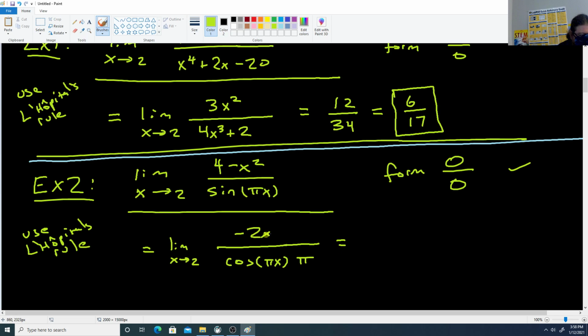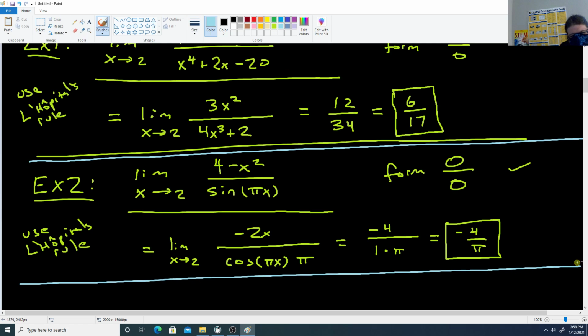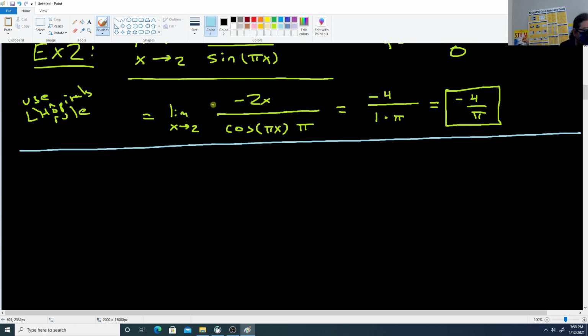If I put 2 in for x, negative 2 times positive 2 is negative 4. That's all over cosine of 2 pi, which is 1, and that would be times pi. So we get negative 4 over pi for our answer to that one. Okay. So again, you have to verify that your form is correct before you apply L'Hopital's rule. But the actual application of L'Hopital's rule is just take derivative of the top of the fraction, derivative of the bottom of the fraction.